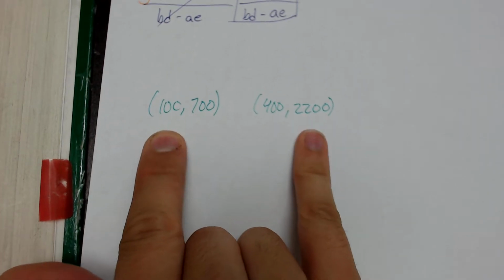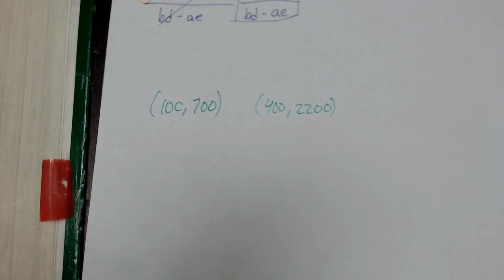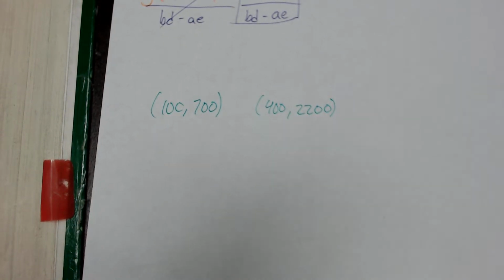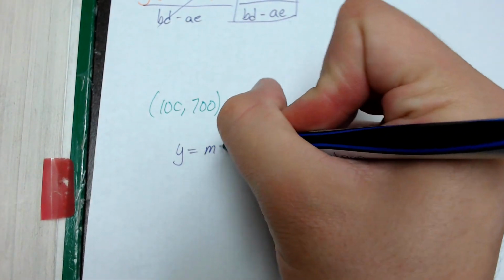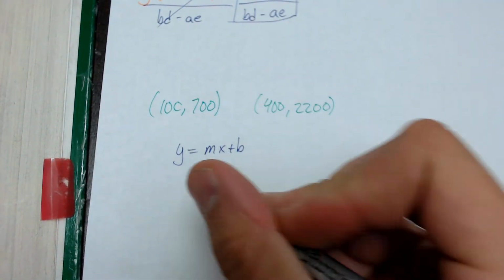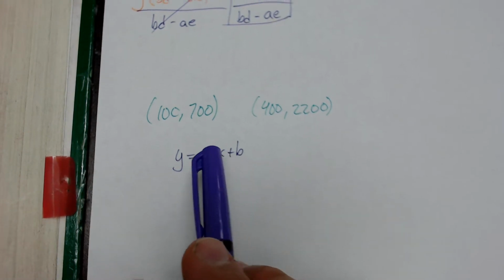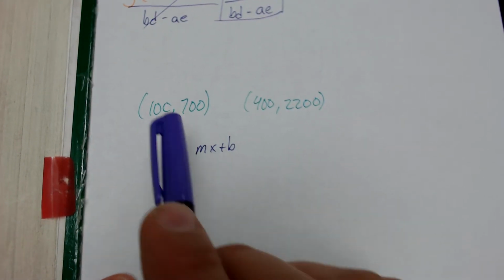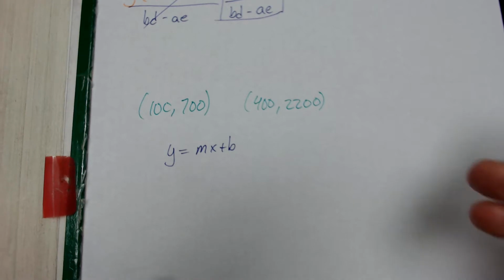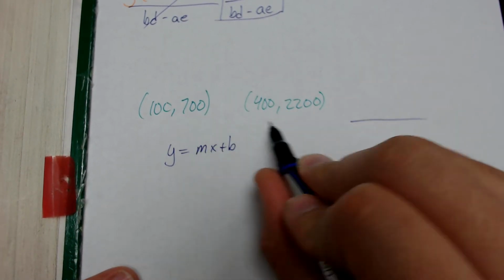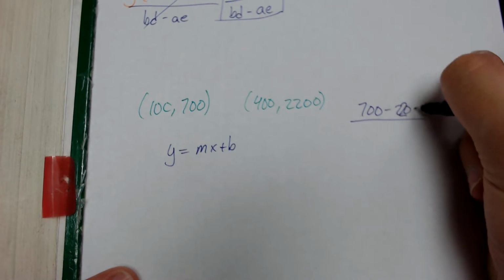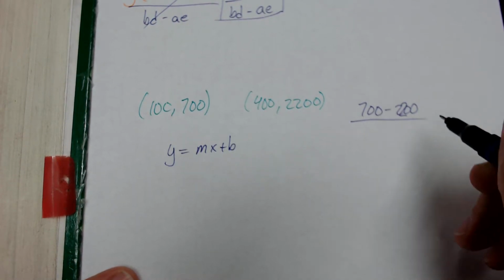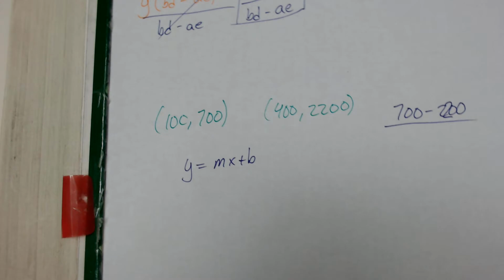We have two coordinates of our straight line, and if you have two coordinates, you can find the equation of your line. So we'll start with our base equation of the line, which is y equals mx plus b, and we'll start filling in some blanks. First, we can solve for the slope m using the slope equation, which is y1 minus y2, so 700 minus 2200. Whoops, that's a 22. It just looks ugly.